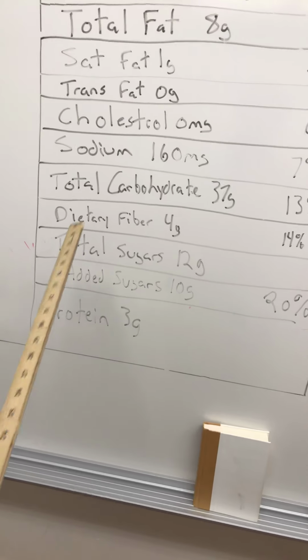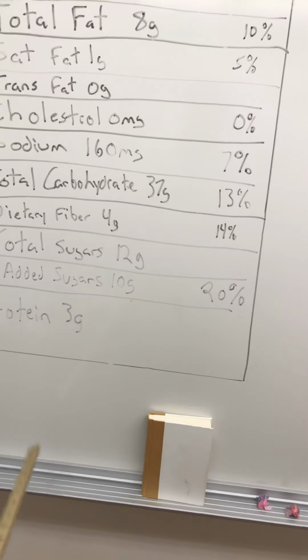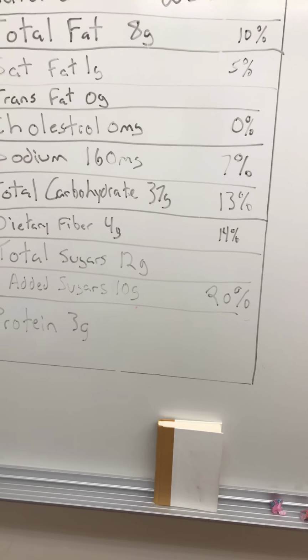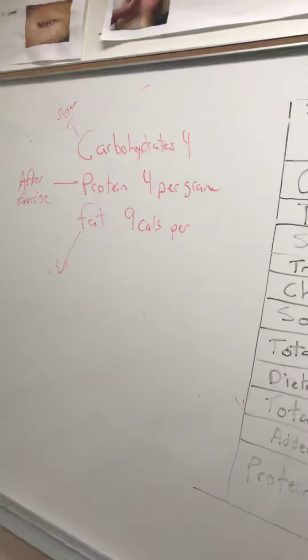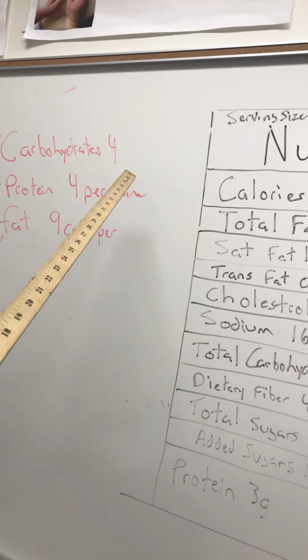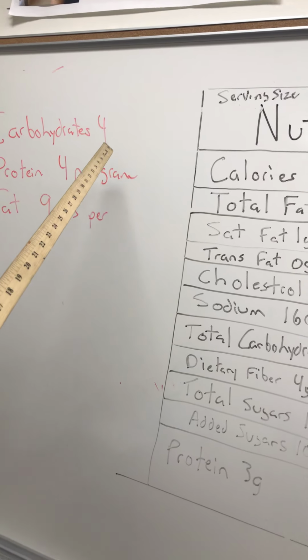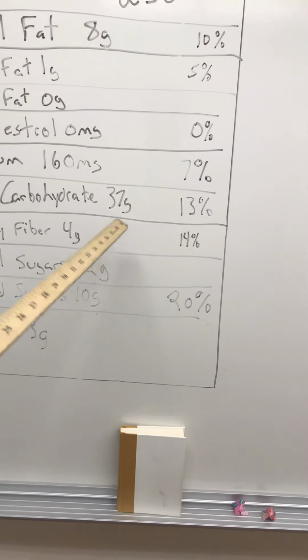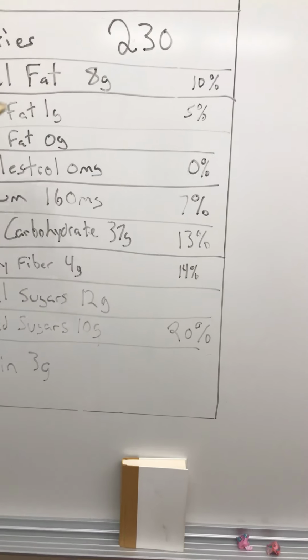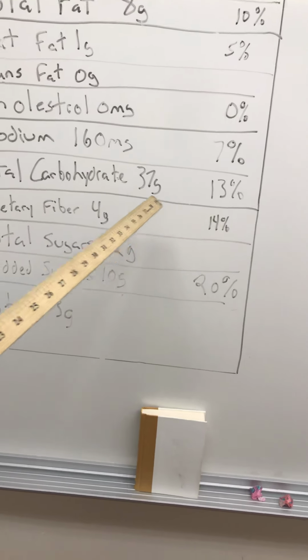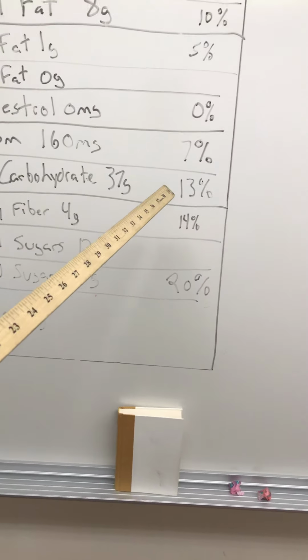Okay. Next one is total carbohydrates, which is 37 grams. You need the most carbohydrates in your diet out of any one of the macronutrients, which are carbohydrates, protein, and fat. There are 4 calories per gram of carbohydrate, so you take 37 times 4, and that would give you your amount of calories there. That's 13% of your daily value. Remember, if you eat the entire package, you multiply that by 8.